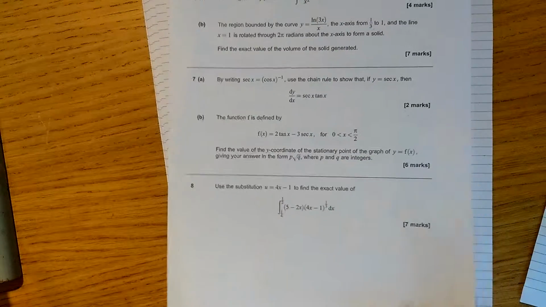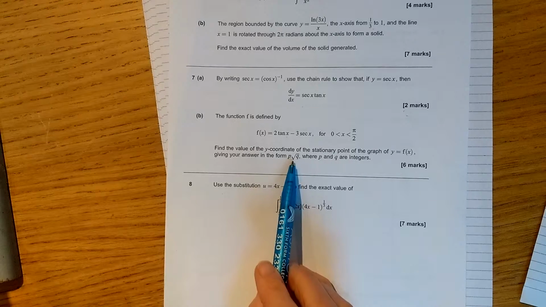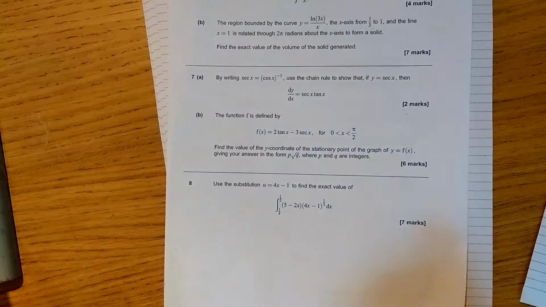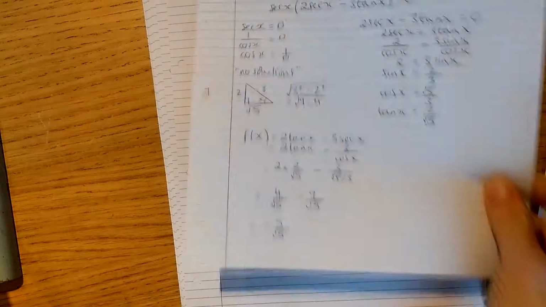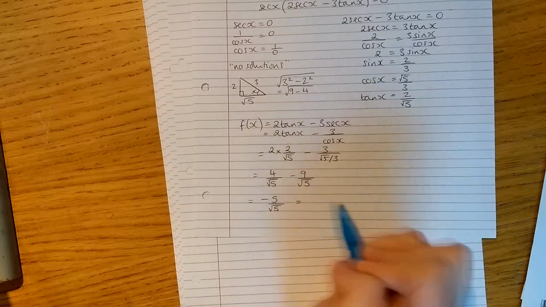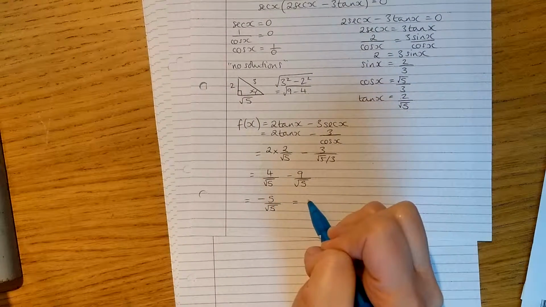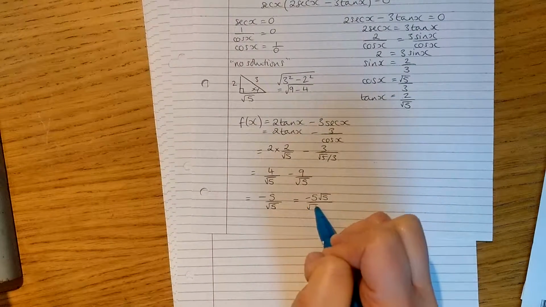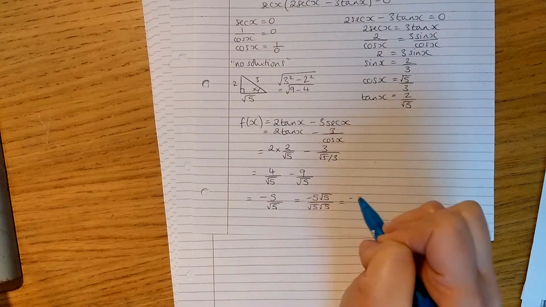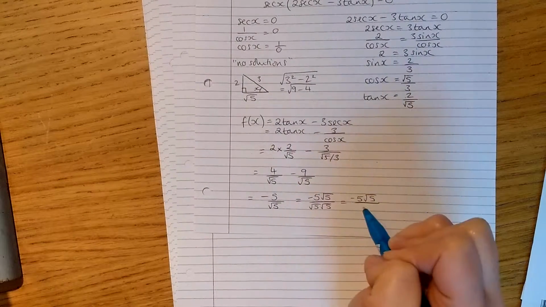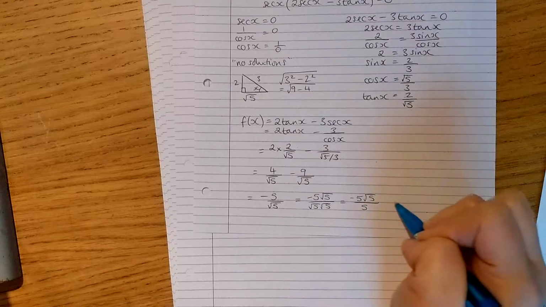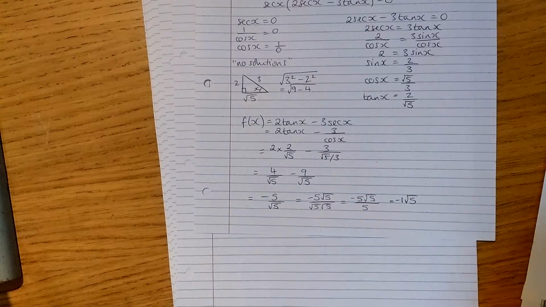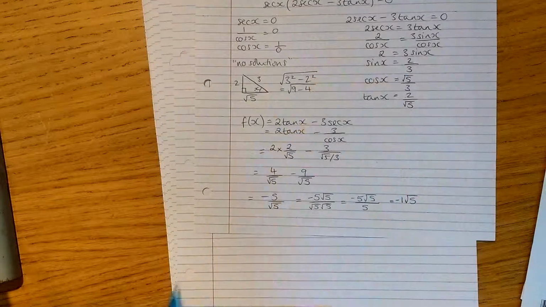However, the question doesn't ask for that. It asks for it in the form p root 5. Okay, so we need to now rationalise this denominator. So if I times numerator and denominator by root 5, I get root 5 times root 5 is 5, and they cancel. So I've got minus 1 over root 5. So p is minus 1 and q is root 5. Done.